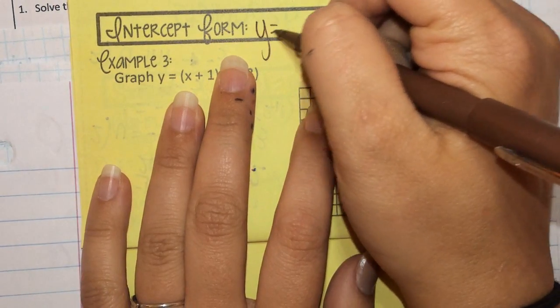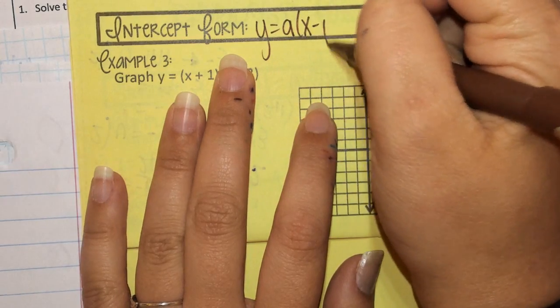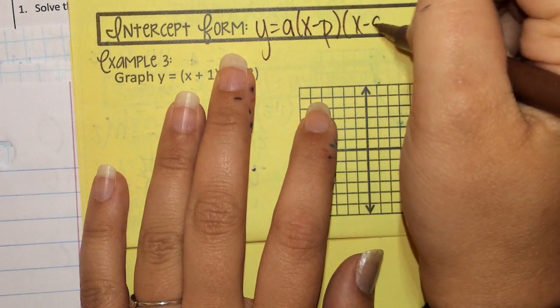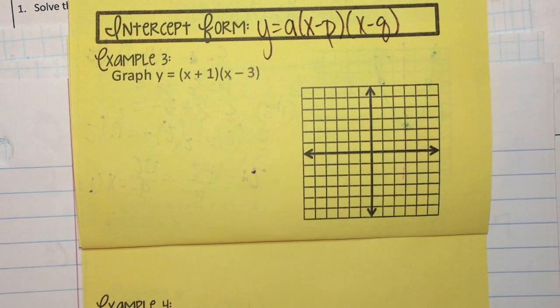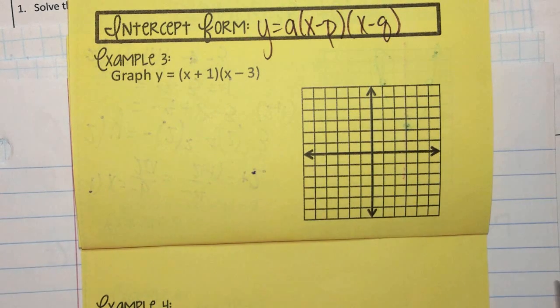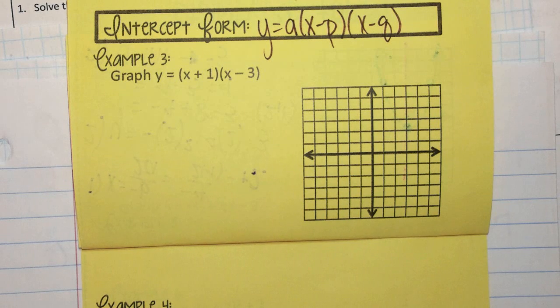All right. Y equals A times X minus P times X minus Q. So this is intercept form. And how do you think we would go from standard form to intercept form? Factor. Take a point. So we still have to know how to factor. It hasn't gone away. But today you're going to receive it in the factored form.